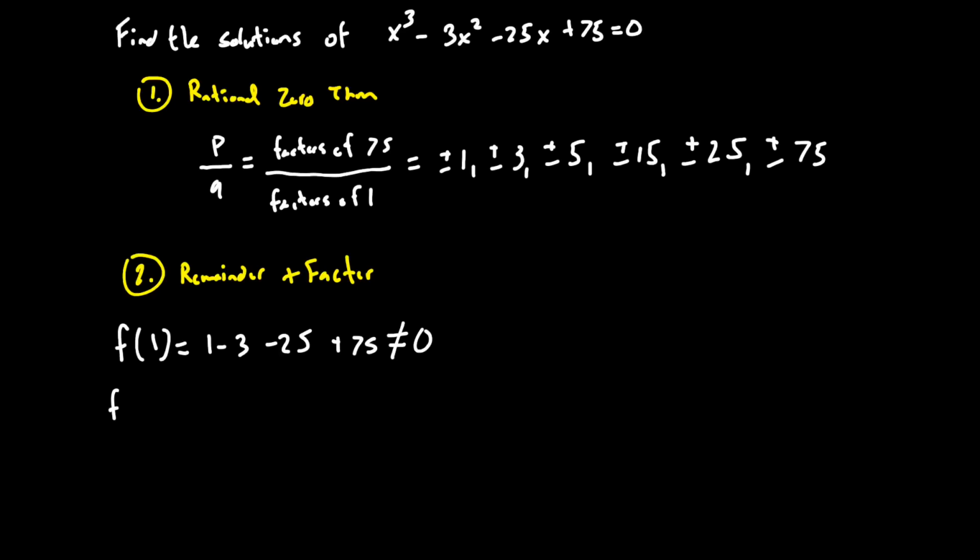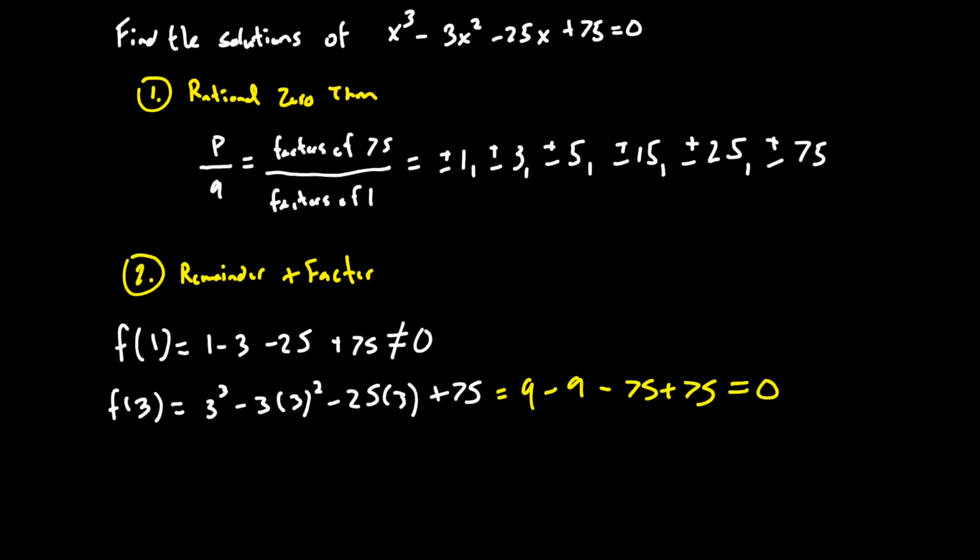So we'll try f of 3. This is going to be equal to 3 raised to the third minus 3 times 3 raised to the second minus 25 times 3 plus 75. Here we see that this is going to be equal to 27 minus 27 minus 75 plus 75, which is 0. And this tells us that 3 is a 0 of f of x by the factor theorem. Or another way to say that is x minus 3 is a factor of our polynomial f of x.